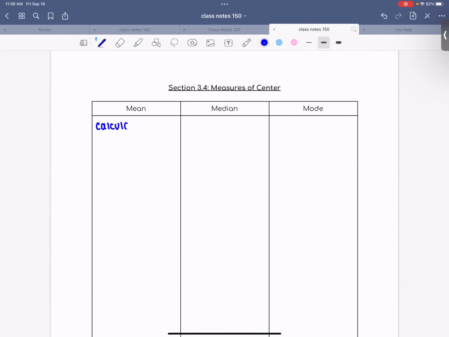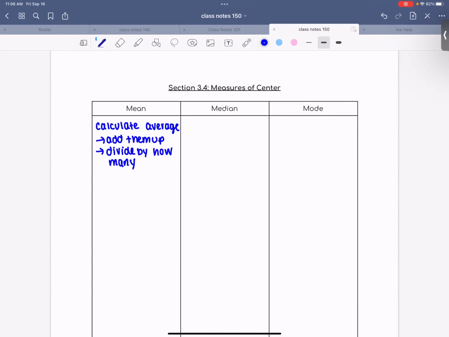Calculate the average. And basically, you add them up, and you divide by how many there are, right? Okay, add them up, divide by how many. Perfect. We talked about the median.